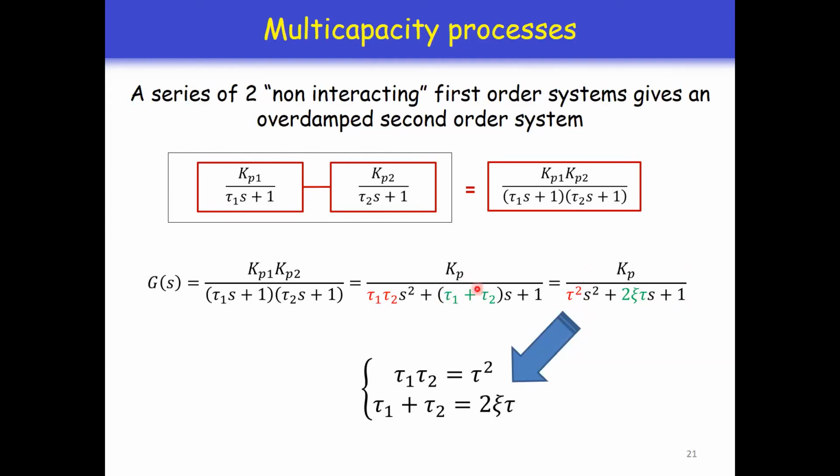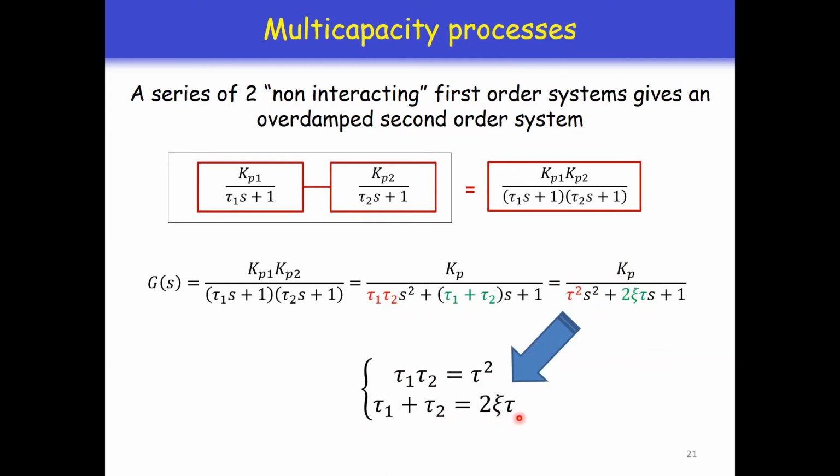If you compare the second expression and the third expression, tau squared, the red factor, is equal to tau 1 tau 2, the other red factor. 2 psi tau, the green factor, is clearly equal to tau 1 plus tau 2. Does this make sense? Yes. So let's keep in mind this equality. Tau first times tau second is equal to tau squared. Tau first plus tau second is 2 psi tau.